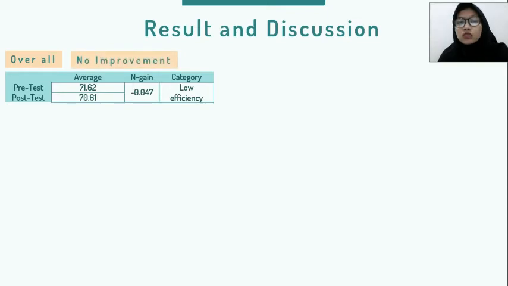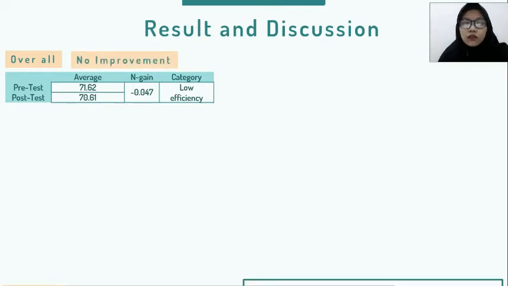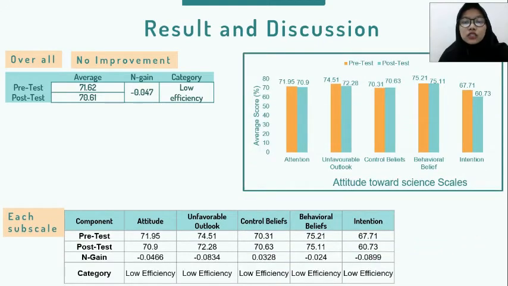It means there is no improvement of students' attitude towards science. As for the detail, for each subscale of the students' attitude towards science, as shown in the graph, the average score of the pre-test is higher than the post-test score in all the subscales. And as shown in the table, the N-gain score for each subscale is categorized as low efficiency.